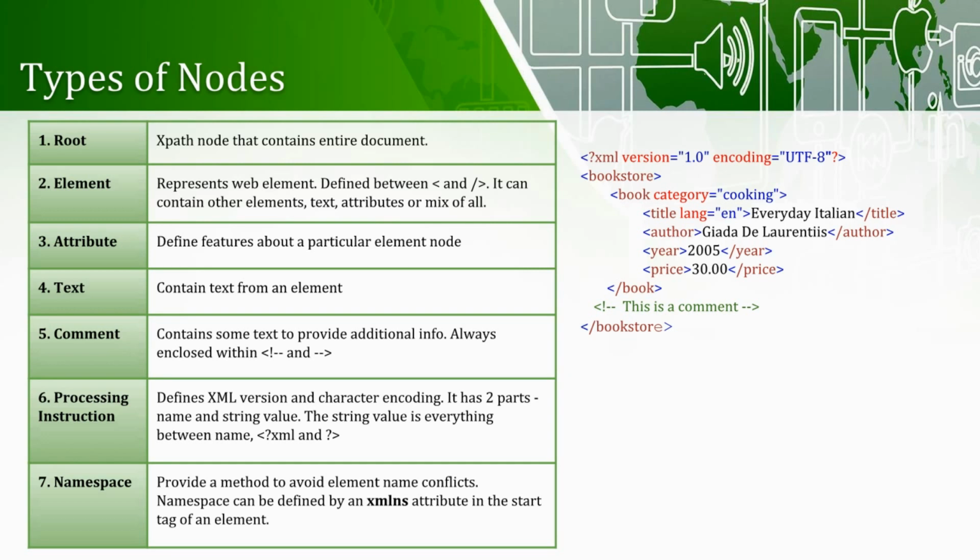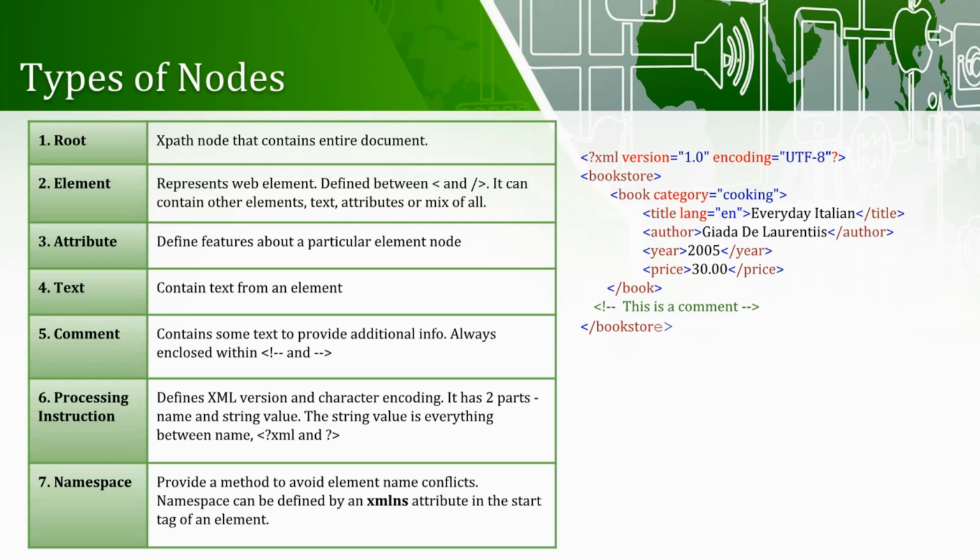Next is attribute. Attribute always defines a particular element node. So in this example, category is the attribute. Lang equals en, that is English, is again an attribute. So book and title are elements that carry attribute nodes, because the book and title contain the attributes.